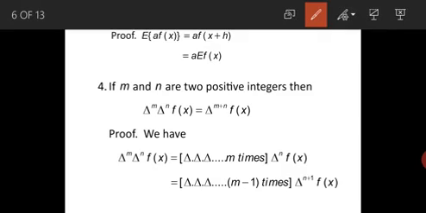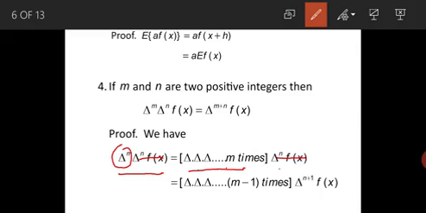I have considered the LHS, delta to the power of m into delta to the power of n of f of x, right? This delta to the power of m can be written as delta into delta into delta into delta, like this. How many times do we have to write it? It is nothing but m times. Then delta to the power of n of f of x is kept as it is. Now what I will do is take one delta outside. So if you take one delta from here outside, what happens?